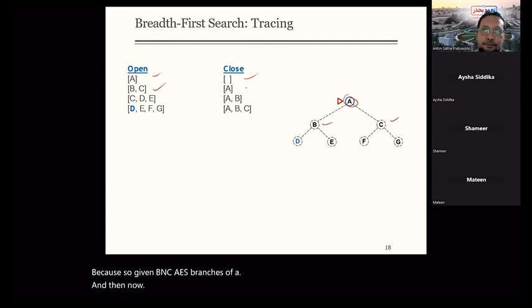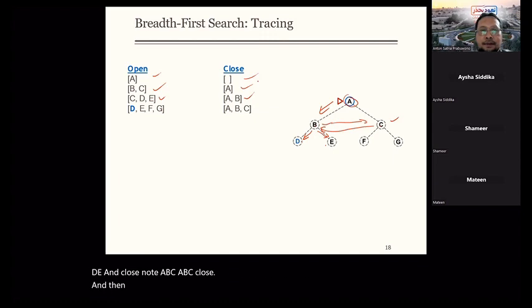Now A is closed, and from B we have C, D, E. After this we go back to B, and then we have D and E. We have D and E here, so that is why the open nodes are C, D, E, and the closed nodes are A and B.